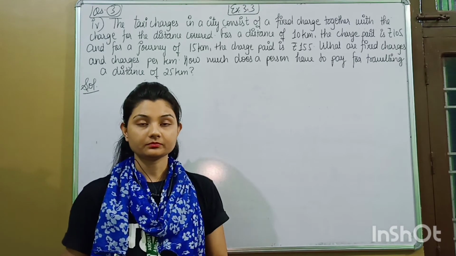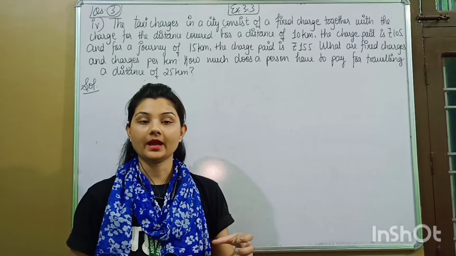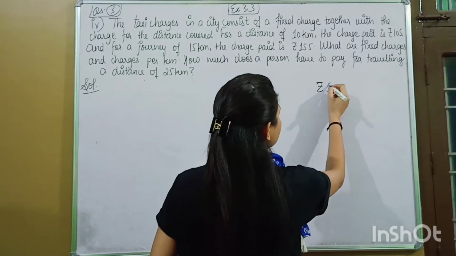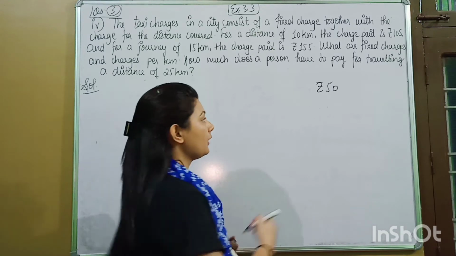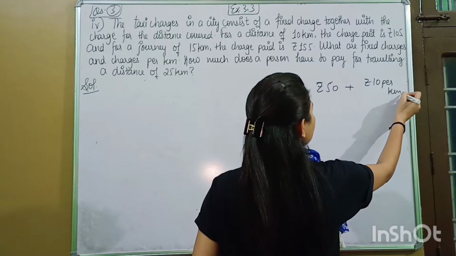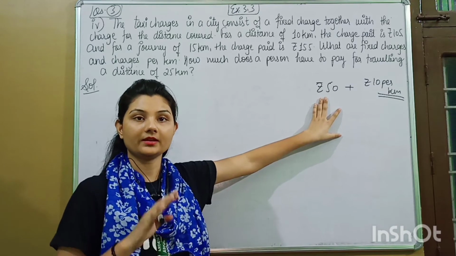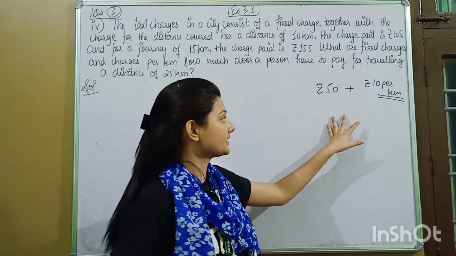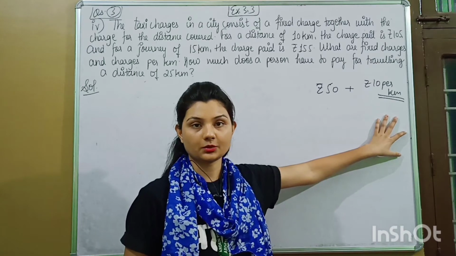See, suppose there is a taxi in your city, and some charge is fixed which you have to pay as soon as you sit in the taxi. Suppose the fixed charge in your city is rupees 50 and the taxi driver is charging rupees 10 per kilometer. The 50 rupees is the fixed charge, which you have to pay as soon as you sit in the taxi, and the rupees 10 per kilometer you have to pay extra for whatever distance you travel.